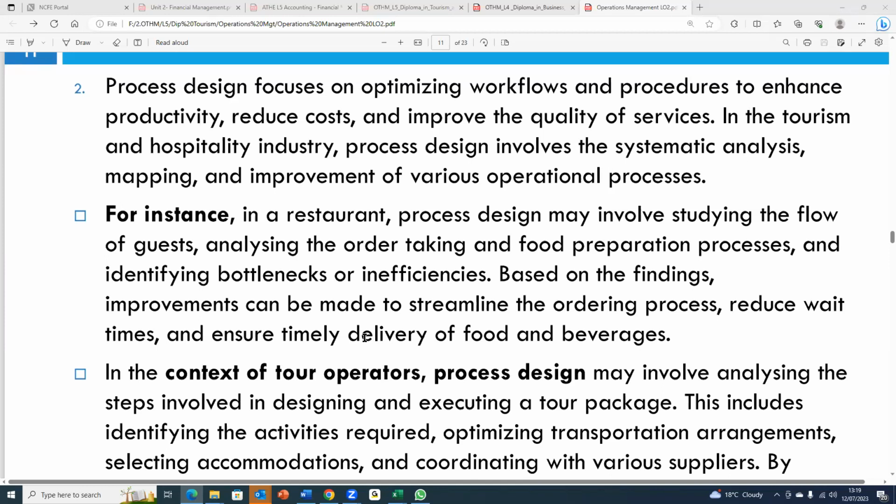So, for example, you have guests, you have order tracking, you have food preparation, and you need to identify these bottlenecks or inefficiencies. If there is a problem, then these systems will show you where the problems are or where you need improvements, so that the waiting time or the timely delivery of food and beverage is looked into.